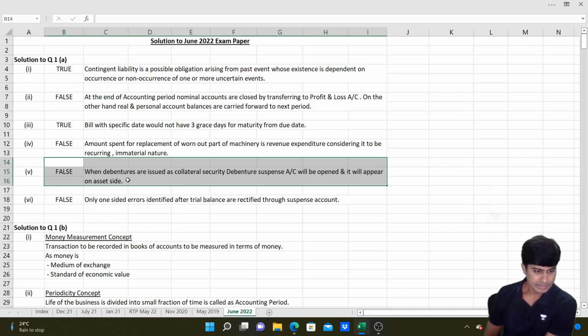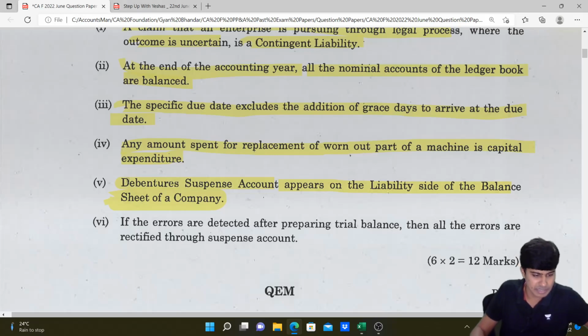Got it? Fantastic. This is the fifth sub question, and now let's see the sixth sub question. If errors are detected before preparing trial balance, this is our stage one. Before preparation of trial balance only we have identified the errors. Then all the errors are rectified through suspense account. What are we doing? All the errors are rectified through suspense account. Is it true? The answer is no, it's false.